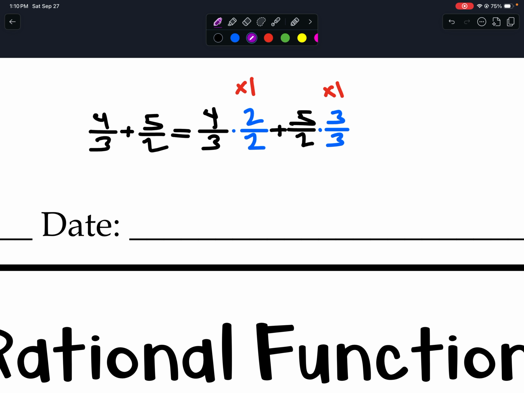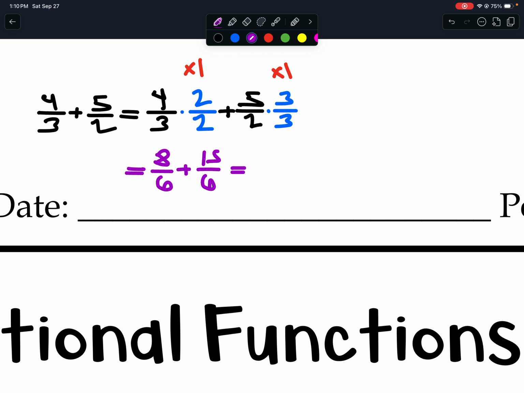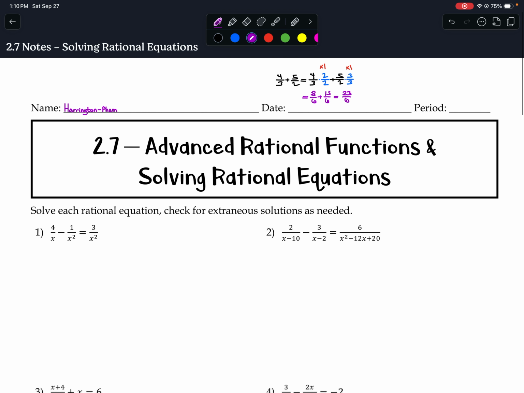Now I'm ready to multiply these fractions. I'm going to multiply across, numerator to numerator, denominator to denominator. 4/3 times 2/2 gives me 8/6, and I'm still going to add the second fraction. 5/2 times 3/3 gives me 15/6. Now that I have a common denominator, I can add the numerators together. It's a fancy way of saying we're going to combine like terms in the numerator. 8 plus 15 gives me 23/6. We're going to use this same idea when we're solving these rational equations.